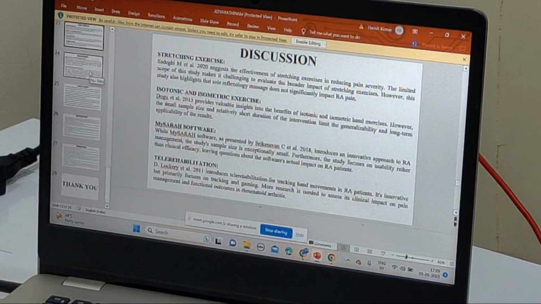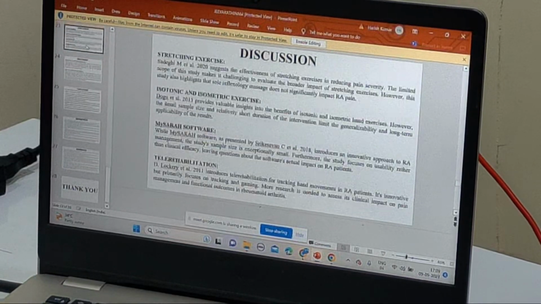Next, the study by Sri Kesavan on the Mysara software. This study has a small sample size and primarily focuses on usability. They did not conclude any benefit from the study. Next, the teleapplication introduced by D. Lockery et al. in the year 2011 tracks movement in RA patients. This study is notable for the precise outcome measure.